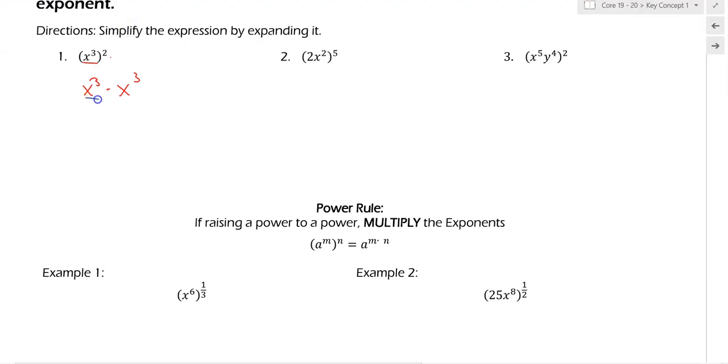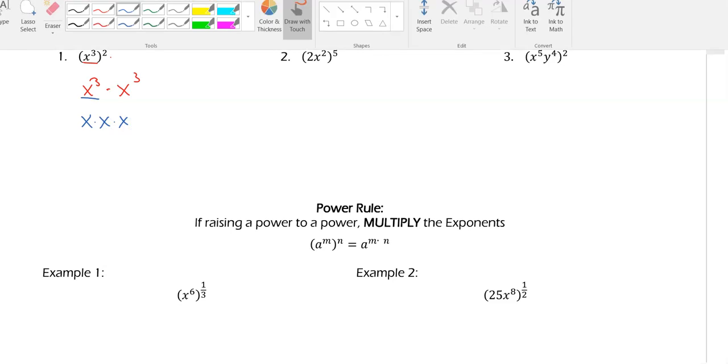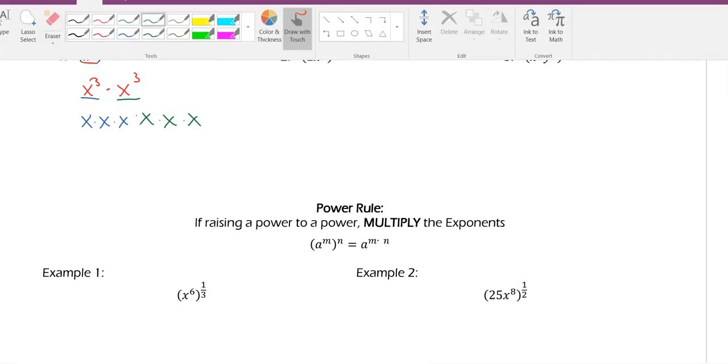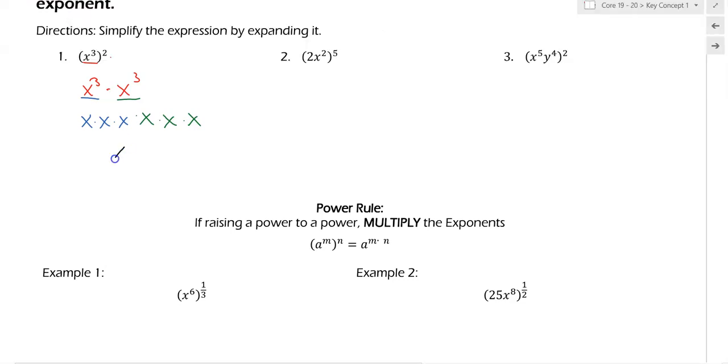And just like we did in our last one, what this means is x times x times x, and then times x times x times x. So if we look here, I really have 6 x's, right? Double checking that. Okay, so x cubed squared is x to the 6th.